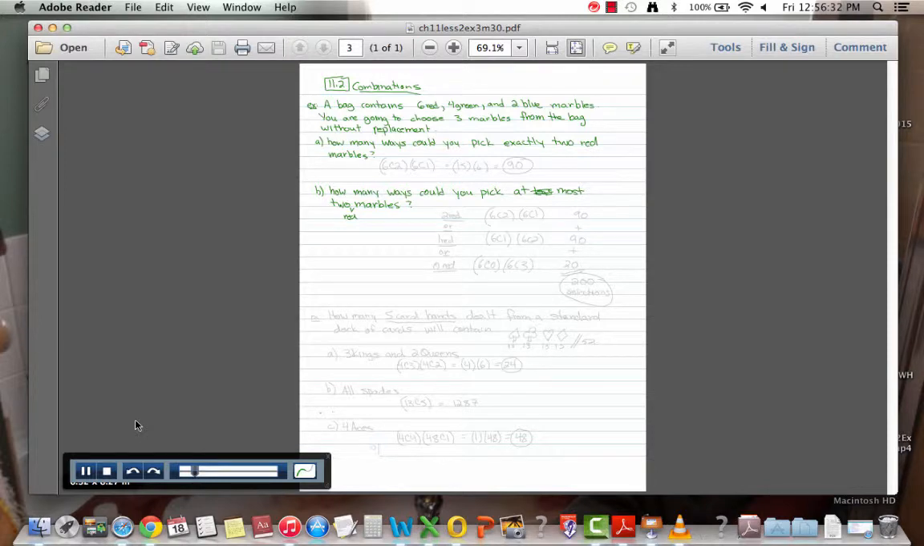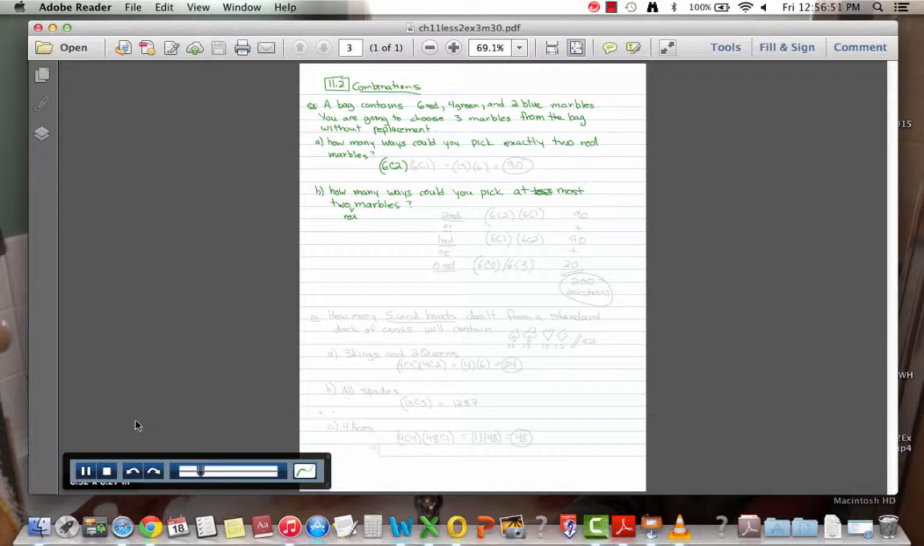So basically just picture yourself reaching in and picking 3 at once. How many ways could you pick exactly 2 red marbles? Well, we have 6 red marbles altogether. We have to choose 2 of them. The order here doesn't matter. They haven't said you have to pick a red one and then a red one and then a blue one or something like that. As long as 2 of these 3 are red, we're fine.